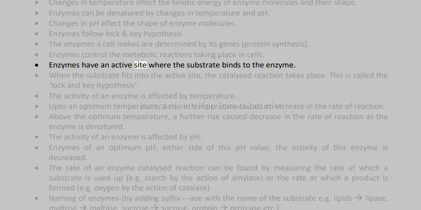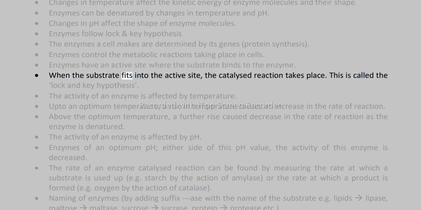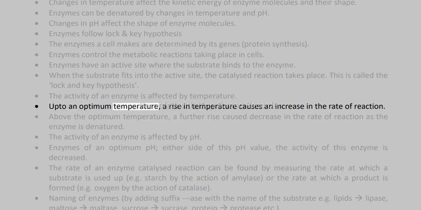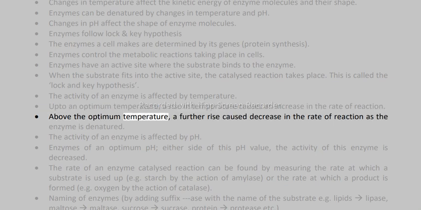Enzymes have an active site where the substrate binds to the enzyme. When the substrate fits into the active site, the catalyzed reaction takes place. This is called the lock and key hypothesis. The activity of an enzyme is affected by temperature. Up to an optimum temperature, a rise in temperature causes an increase in the rate of reaction. Above the optimum temperature, a further rise causes a decrease in the rate of reaction as the enzyme is denatured.